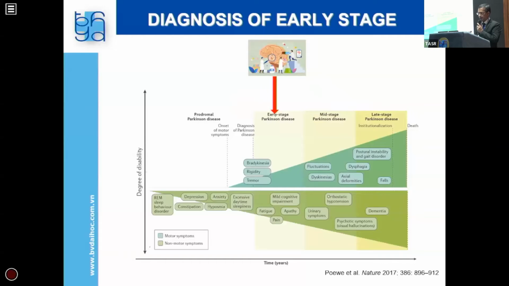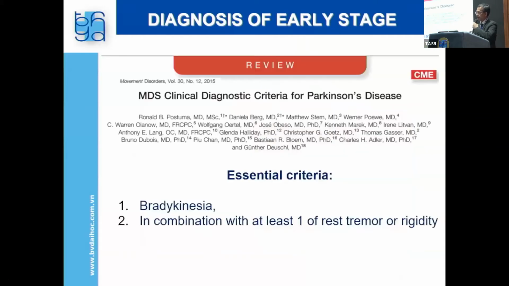At the early stage of Parkinson's disease, we have many criteria for the diagnosis. So this is the criteria we usually use, that is recommended by MDS. In this criteria, we need to have the essential criteria for the diagnosis.